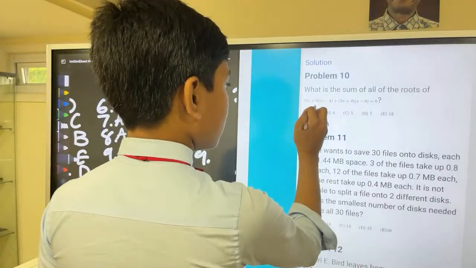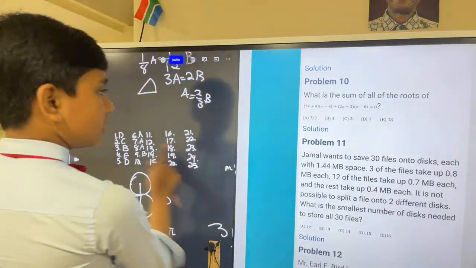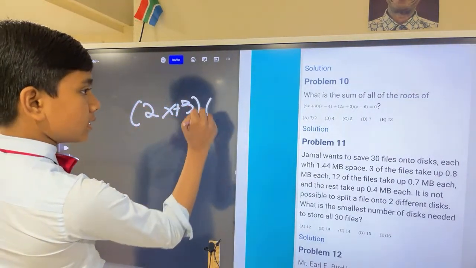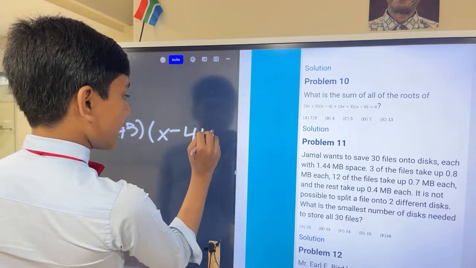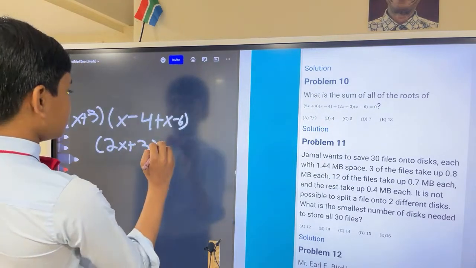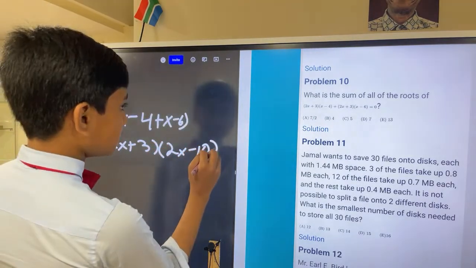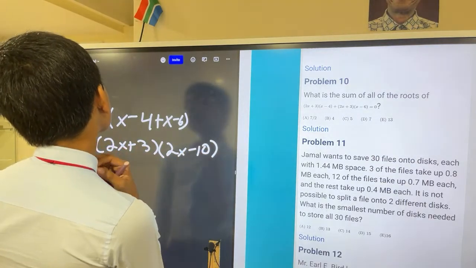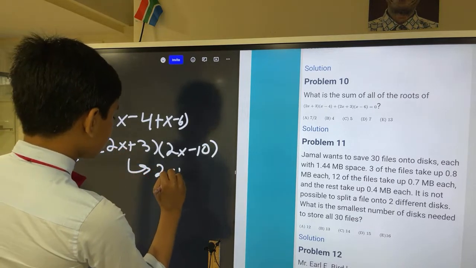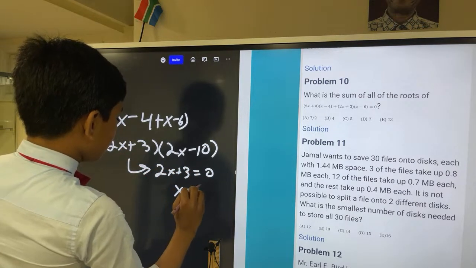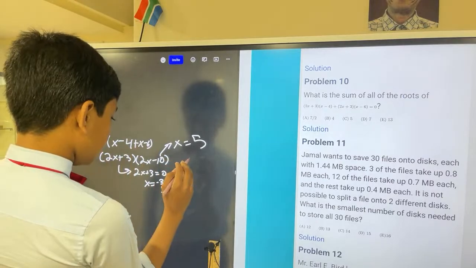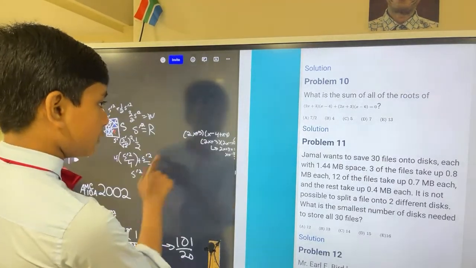Alright, 10. What is the sum of all the roots of that? Oh, it shouldn't be hard. That's 2x plus 3 times x minus 4 plus x minus 6, which is 2x plus 3 times 2x minus 10. So this root is, well, 2x plus 3 equals 0, so x is minus 3/2. And this root is x equals 5. So adding them together gives us 7 over 2, which should be A.